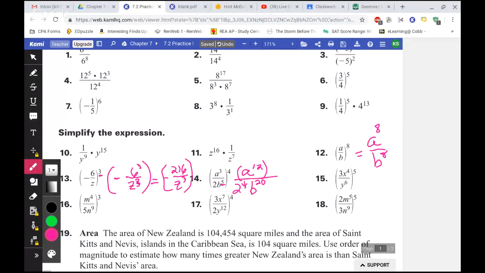There is an understood 1 on the 2. So I'm distributing this 4 by multiplying 4 times 1, which is 4. So now I have 2 to the 4th and b to the 20th. So my end result, or my final answer, is a to the 12th over 16b to the 20th.